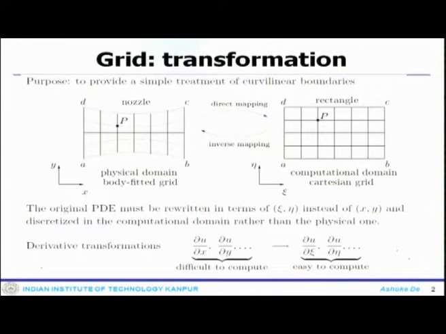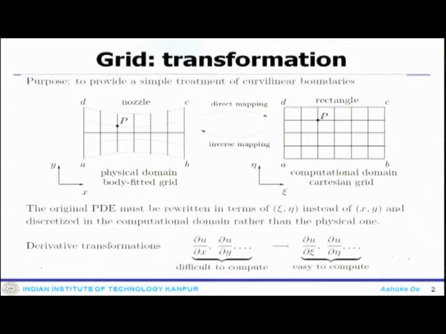So, before moving ahead to that, we will start with one more important topic that I would like to touch upon, which is grid transformation. It also involves derivatives, and how the derivatives are transformed, and this should be very healthy for doing complicated geometry calculations.